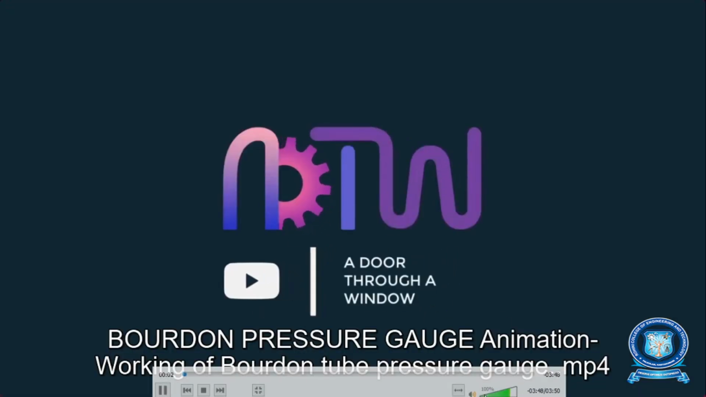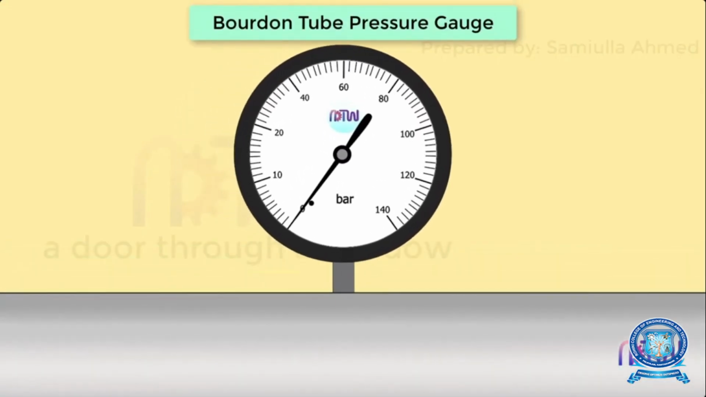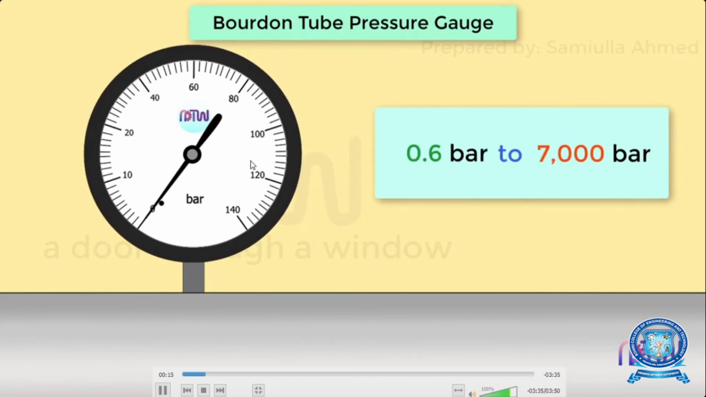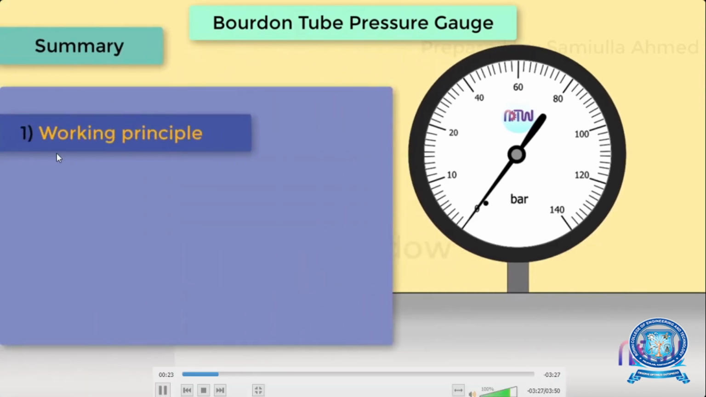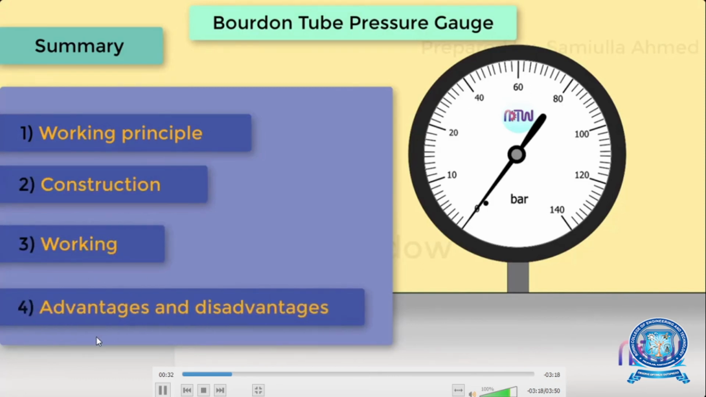Here there's a video. Now we are going to see the Bourdon tube pressure gauge. This Bourdon tube pressure gauge shows the pressure which is applied on a particular element. In this video we will see the working principle, construction, working, and advantages and disadvantages.